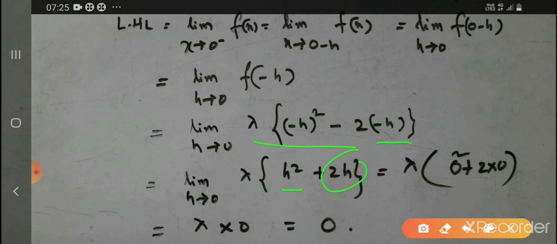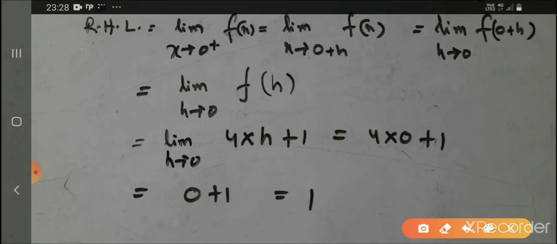Now there is no step to simplify more, so you substitute the value of h as 0. So lambda h square plus 2h will be 0. So lambda into 0 equals 0. So the left hand limit equals 0.